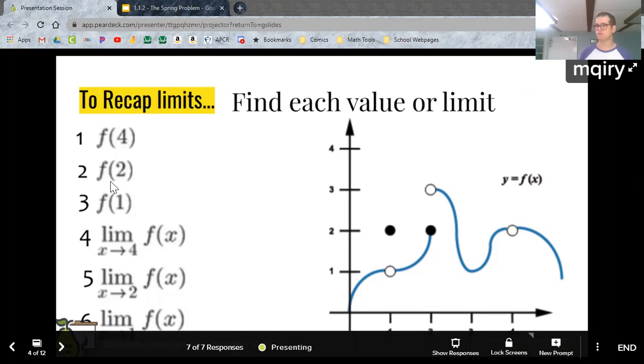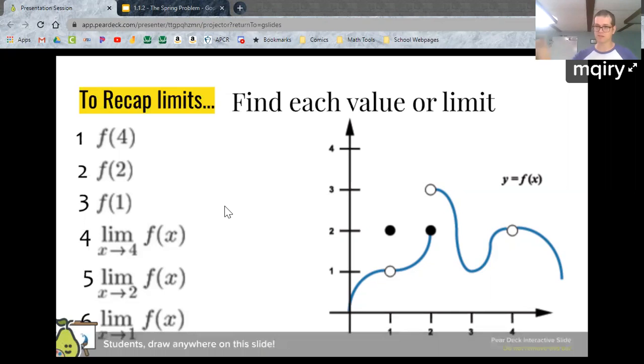f of 2, well, if we go to 2, the input is 2, my output is 2. So I have "does not exist" for number 1, I have 2 for number 2, and for number 3, if I go up until I hit the function, bam, it is in fact 2. So I should have does not exist, 2, 2. Now these are going to be, for the most part, at odds with the limits.